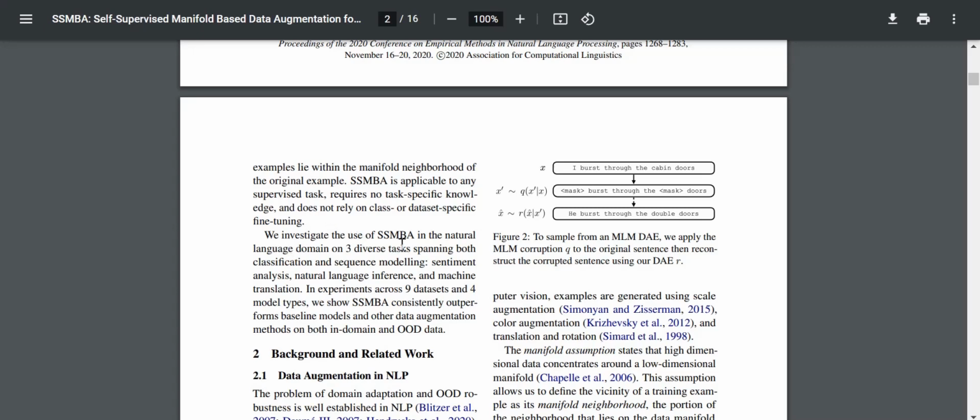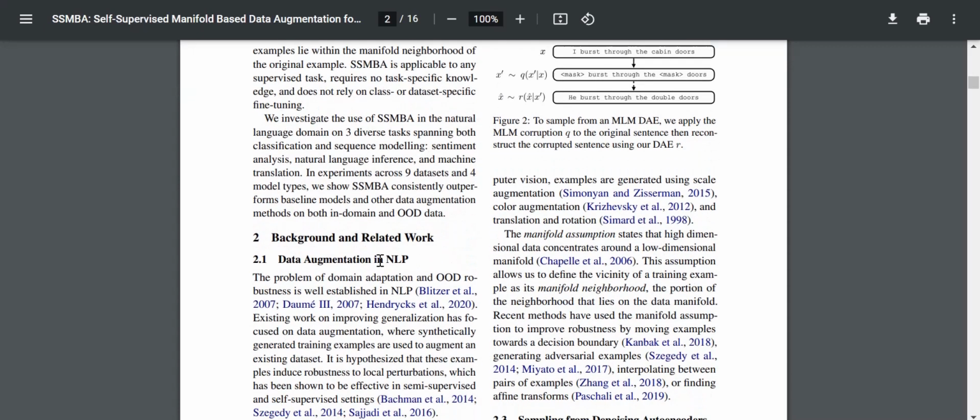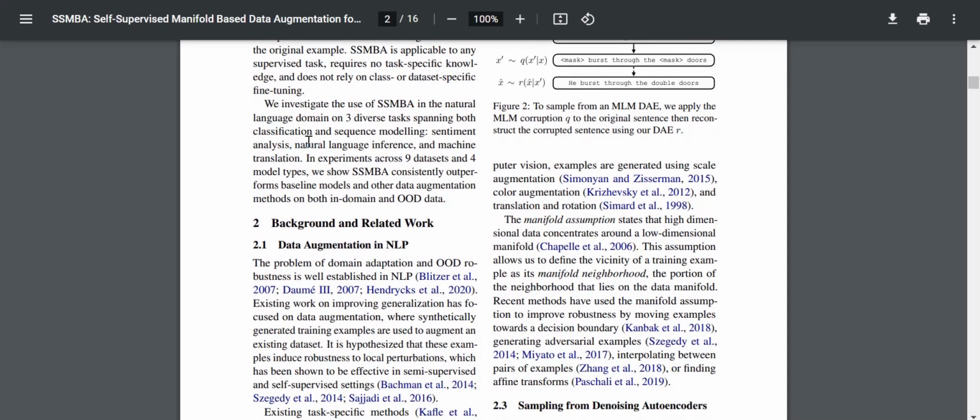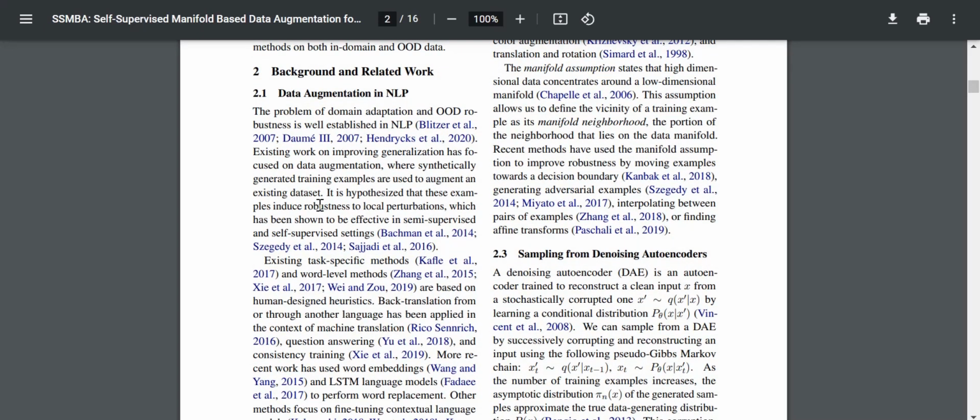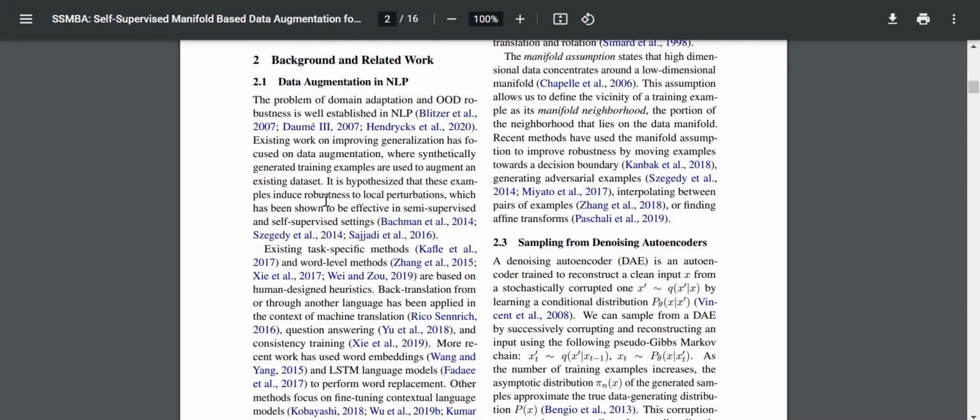We investigate the use of SSMBA in the natural language domain on three diverse tasks, spanning both classification and sequence modeling: sentiment analysis, natural language inference, and machine translation. In experiments across 9 datasets and 4 model types, we show SSMBA consistently outperforms baseline models and other data augmentation methods on both in-domain and out-of-domain data. So I guess the idea of what SSMBA is doing is pretty clear now. So let's quickly cover these sections to see what they're actually doing. Alright, so background and related work.